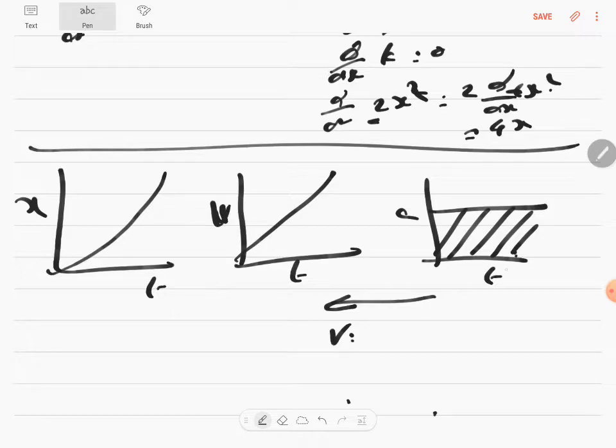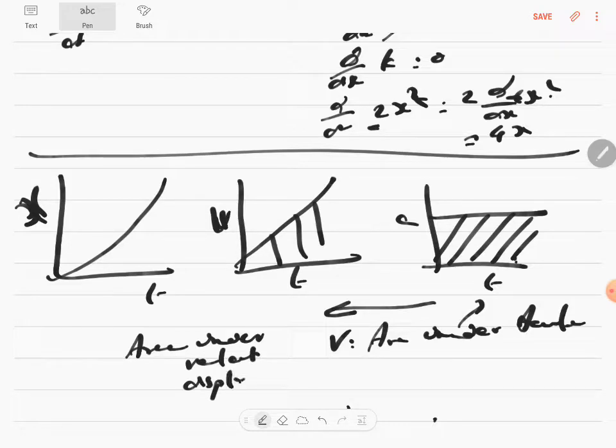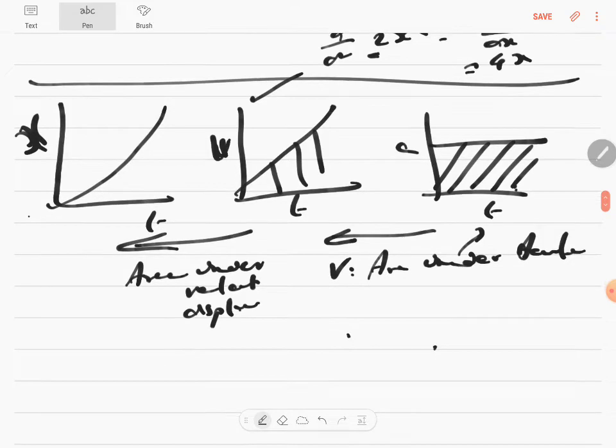So area under the acceleration graph will give you velocity. Then if you want to find the displacement, the area under the velocity graph will give you displacement. So when you come in reverse, you should find the area. If you want displacement, you find the area under the velocity-time graph. You can find the area, or in other words, another name for area is using integration.